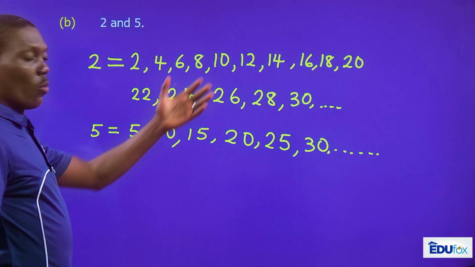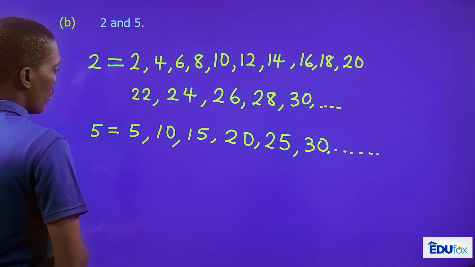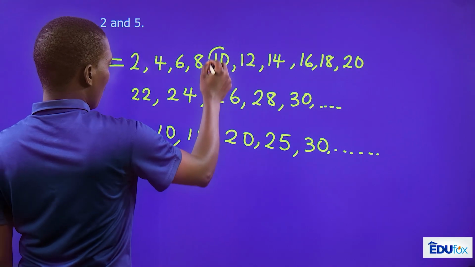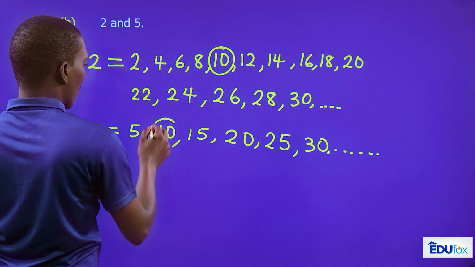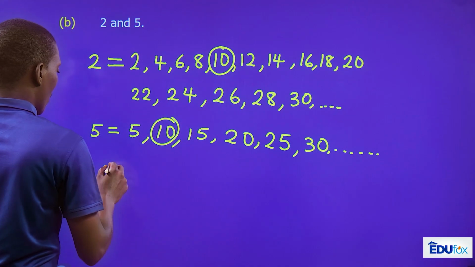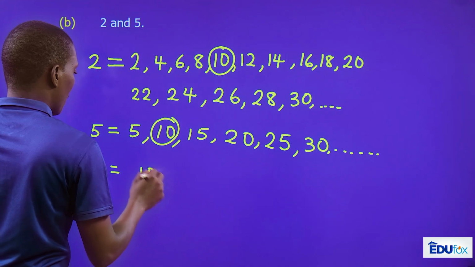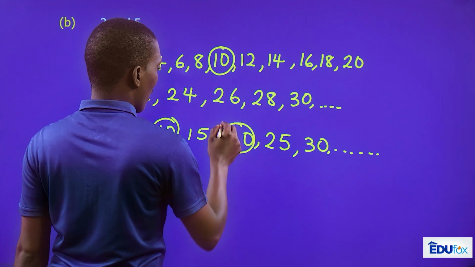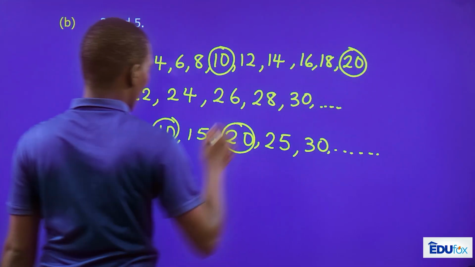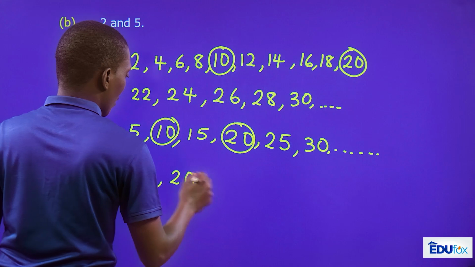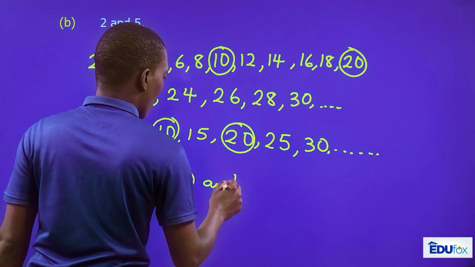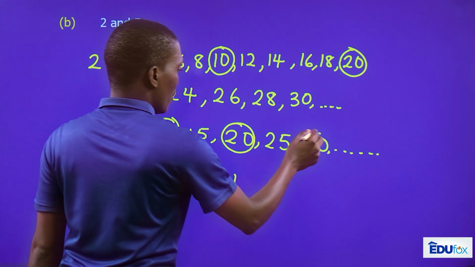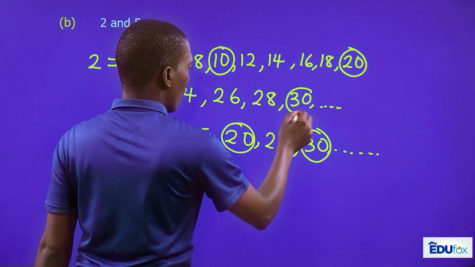Now, if we are going to check what we have in common, we can see that we have 10 here. We also have 10. So the first one is 10. We check again. We have 20 over here. We also have 20 here. And then we'll take the last one. We have 30 here and 30 here.